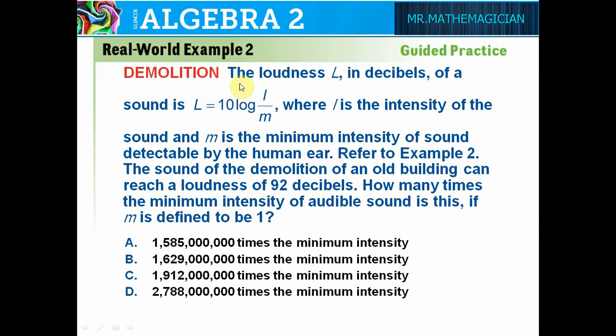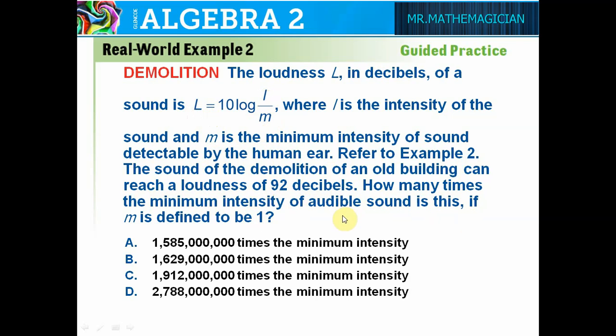Another example. The same formula. The loudness L in decibels of a sound is L equals 10 log I over M, where I is the intensity of the sound and M is the minimum intensity of sound detectable by the human ear. So the same as example 2, the sound of the demolition of an old building can reach a loudness of 92 decibels. So here is 92 in the place of L. How many times the minimum intensity of audible sound is this? If M is defined to be 1, also you are going to replace it here as 1 and you will solve for I.